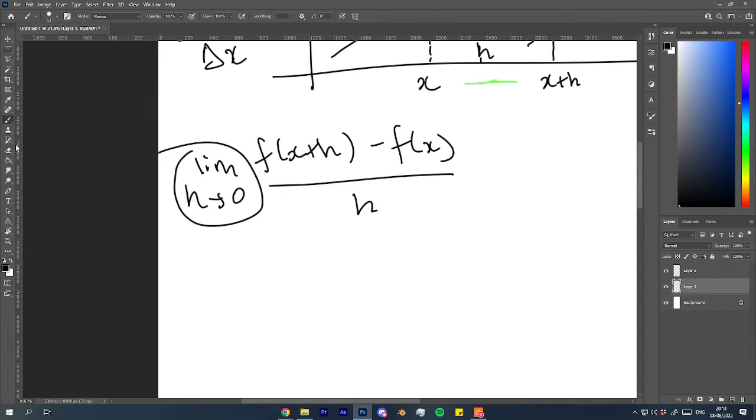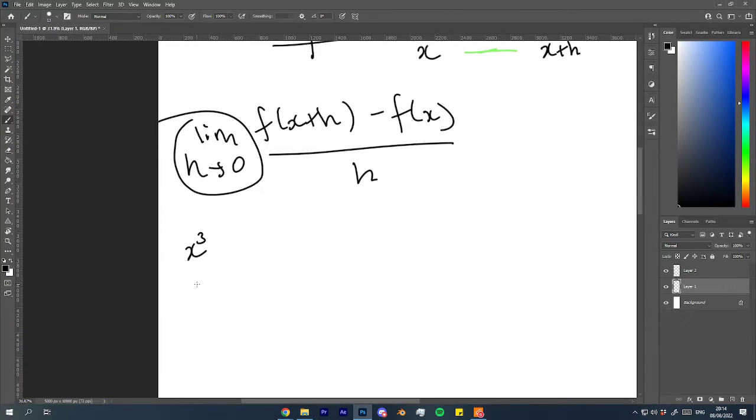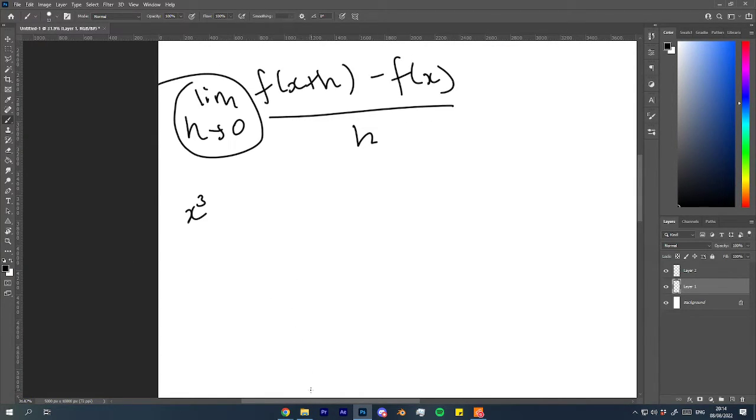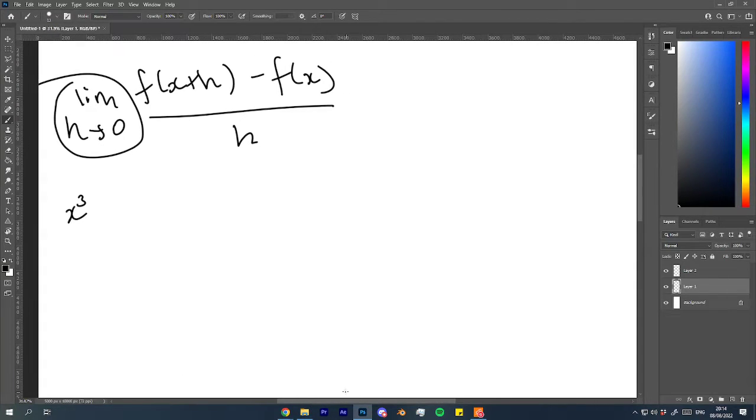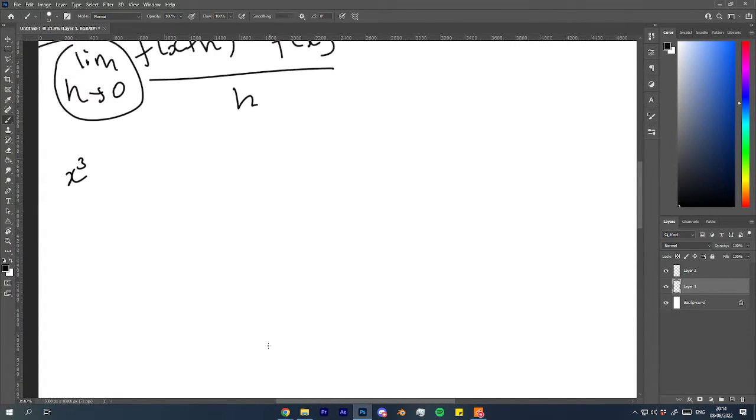I'm going to go through one gradient function with you guys. You can have a go at it if you like as well. x cubed. I'm going to differentiate this using the first principles. These are very important when going into year 13, so it's very important to memorize this formula, especially when you're doing trigonometric differentiation. I'm not going to go into that today.